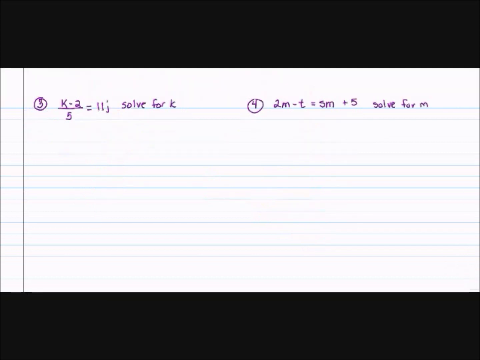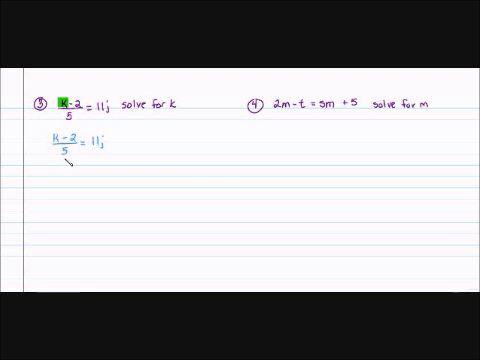Let's go on to number 3. K minus 2 divided by 5 equals 11j. Solve for K. I'm going to highlight my K. Okay, the first thing I'm going to do is I'm going to come down here and I'm going to rewrite my problem so I have enough room. K minus 2 divided by 5 equals 11j. I'm solving for K.